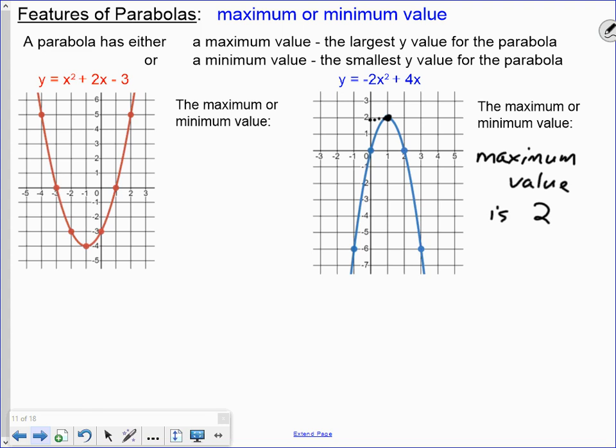Because our vertex, which is at 1, 2, that maximum value is always going to be the y value of that vertex. Okay. In the parabola over here on the left, we don't have a maximum value. We have a minimum value. There's a lowest point on our parabola here, so this has a minimum value.